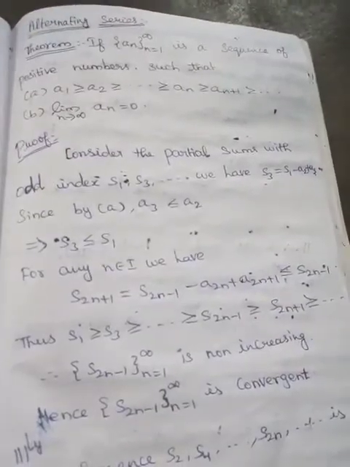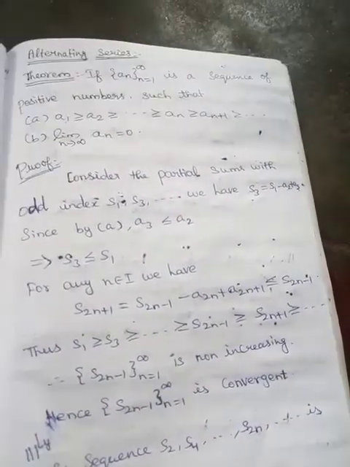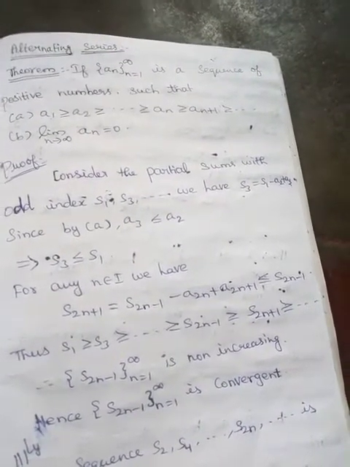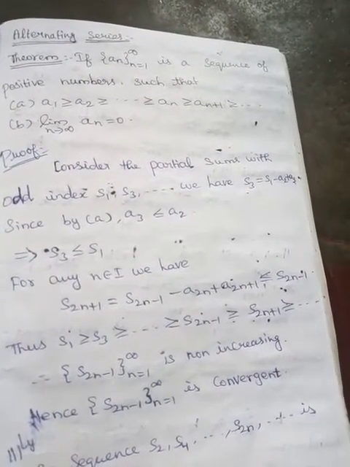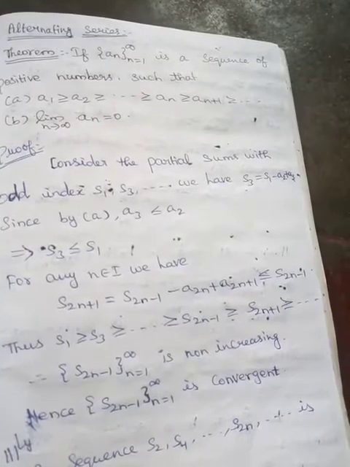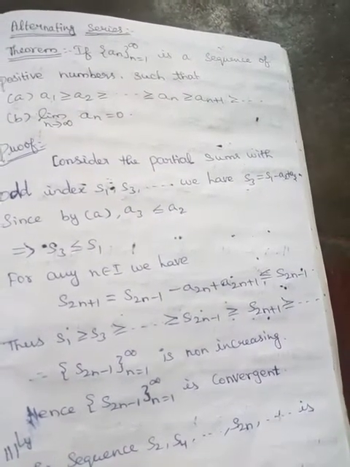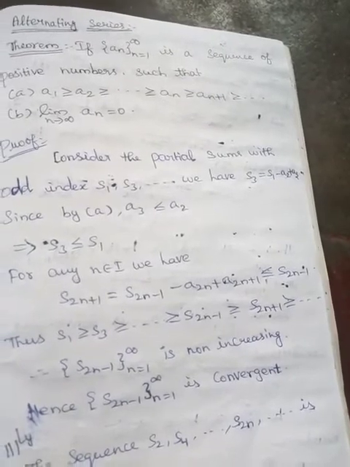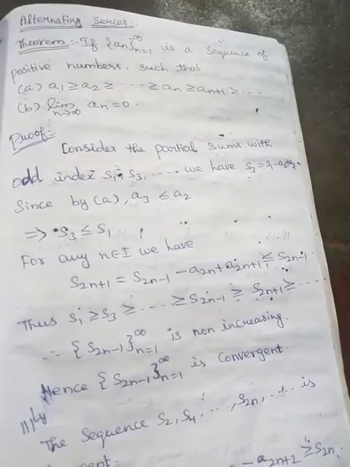Next, we continue the online class, third year maths, and the subject is Real Analysis 1. Theorem: If {a_n}, n varies from 1 to infinity, is a sequence of positive numbers such that (a) a1 ≥ a2 ≥ ... ≥ an ≥ an+1 ≥ ..., and (b) limit n tends to infinity of an equals 0.